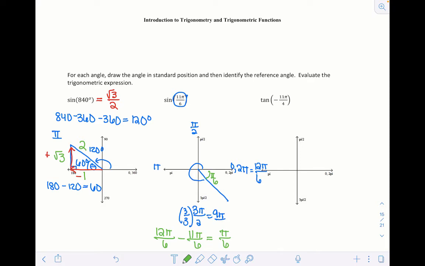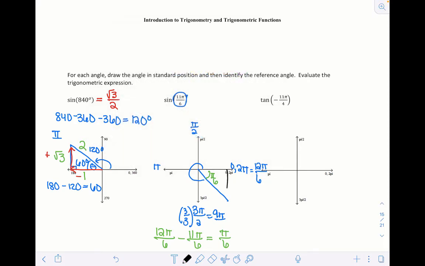I will say when working with radians, pretty much all the time, you're actually going to be able to know the reference angle right away just by looking at the denominator. Because this was 11 pi over 6, my reference angle is going to be pi over 6. But you still need to do the work to figure out the quadrant so you get your signs correct, so that you know which quadrant to graph the angle in, and then which values are going to be positive and which are going to be negative.